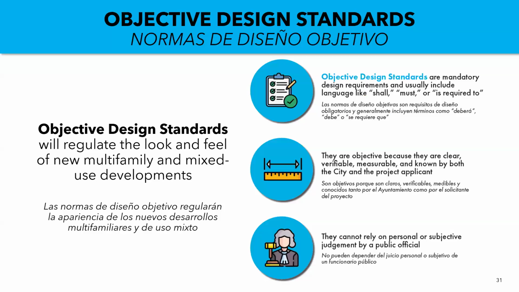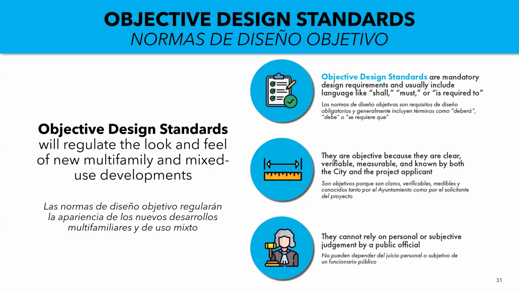So objective design standards are essentially design-based regulations. They will regulate the look and the feel of new multifamily residential and mixed-use developments. And this is going to be applicable citywide, so not just within the MU. And the reason for these standards is just to provide a more straightforward, a more objective basis for both designing and developing projects in the city.